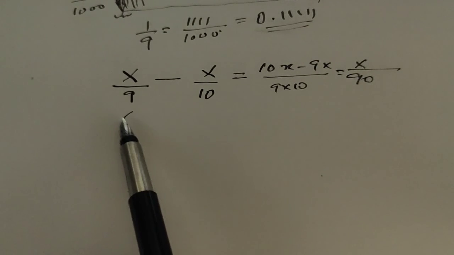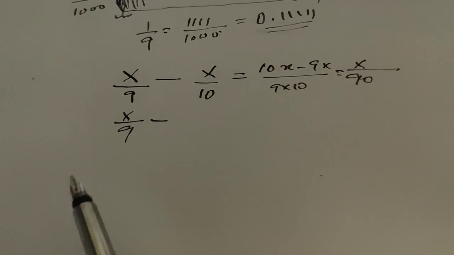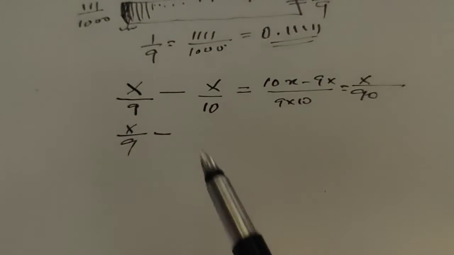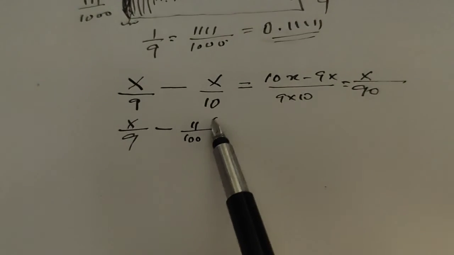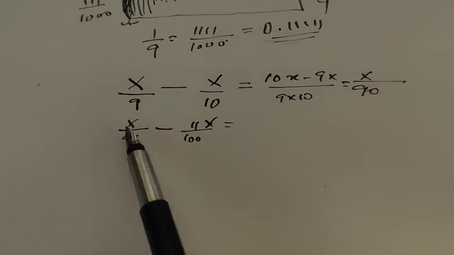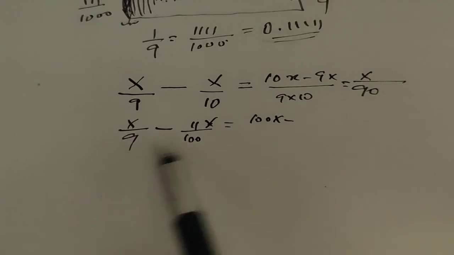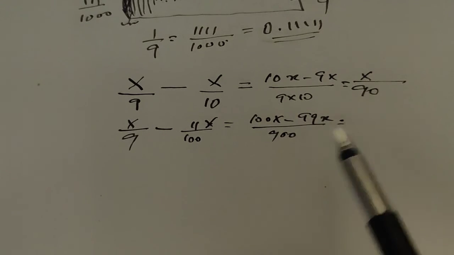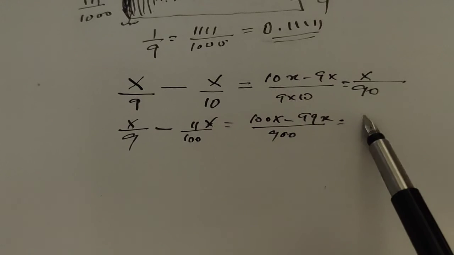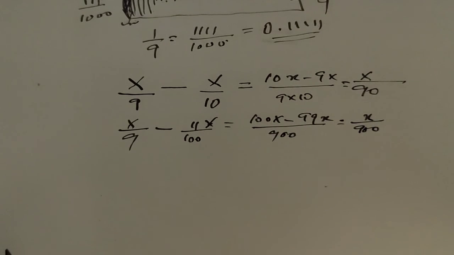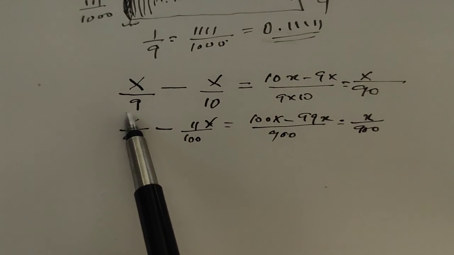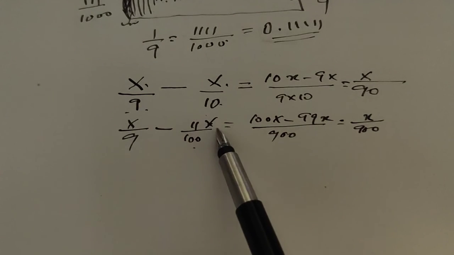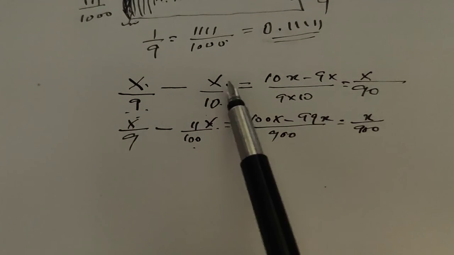And now again we want to find the difference x by 9 minus the 11 by 100 part of x. Taking the LCM as 100x, that is 100x minus 99x divided by 9 into 100, that is 900. 100 minus 99 is 1, that is equal to x by 900. And this says that x by 10 is close to x by 9, but 11 by 100 x is even closer to x by 9 than x by 10.